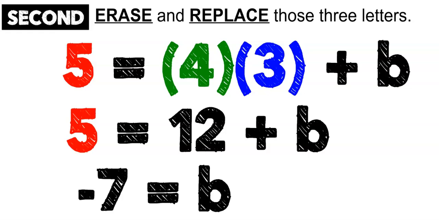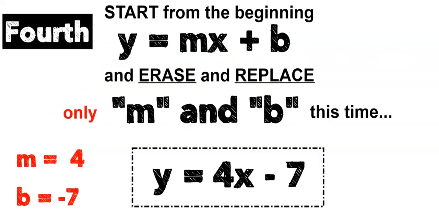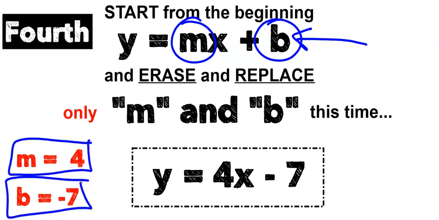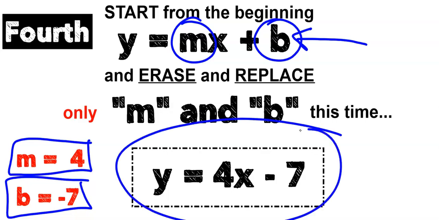So now we have the answer for b. We're going to go back to the beginning, to our y equals mx plus b equation, and this time we're only going to erase and replace the m and the b value. We were told that m is 4, we figured out that b was -7, and now we're able to write our final equation.